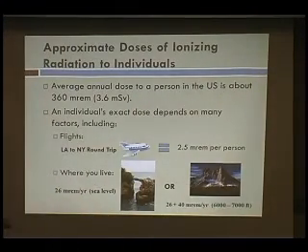I want to talk a little bit about approximate doses of ionizing radiation to individuals. So on average, the annual dose to a person in the US is about 360 millirems or 3.6 millisieverts. But an individual's dose depends on a lot of different factors. So for example, from Los Angeles to New York round trip is 2.5 millirems per person. So obviously, if you're somebody who does that trip 10 times a year, then you have 10 times 2.5, you've got 25 millirems for just those flights, because you're closer to the cosmic radiation, the ionizing radiation there, so you would end up having a higher dose.